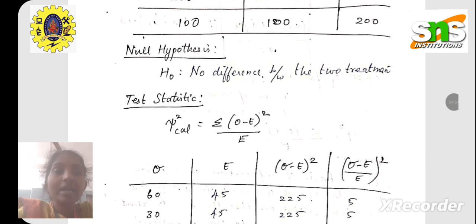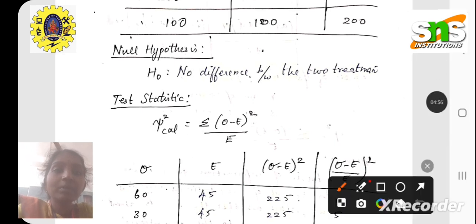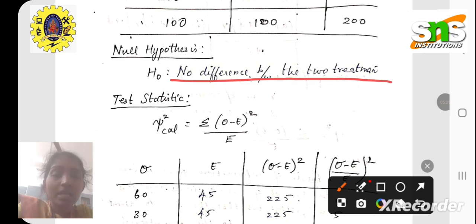Now what is our null hypothesis? The null hypothesis is that there is no difference between the two treatments. And what is our alternative hypothesis? There is a significant difference between the two treatments. Now moving on to the test statistic.